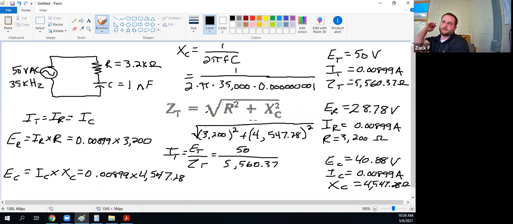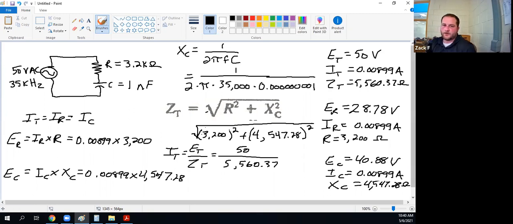So the only difference between, you're talking about RC series versus RC parallel. The only difference is how you solve it, right? Because in this circuit, the current stayed the same, right? And in a parallel circuit, the voltage stays the same, right?